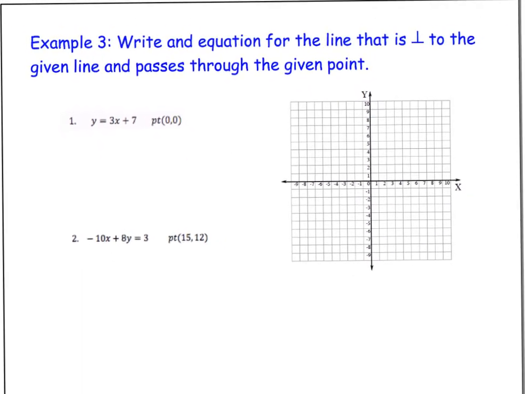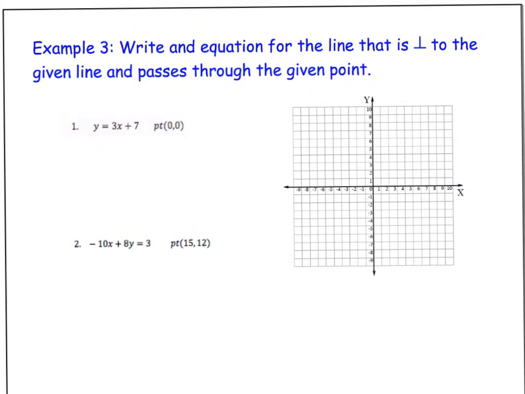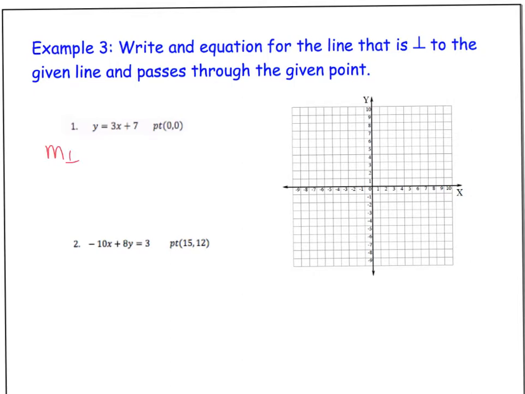The last part of our video will be writing equations for lines that are perpendicular to each other. Looking at example number 1, we have the equation y equals 3x plus 7. The perpendicular slope to 3 will be the opposite sign and reciprocal fraction. The point it's going to go through is 0, 0.